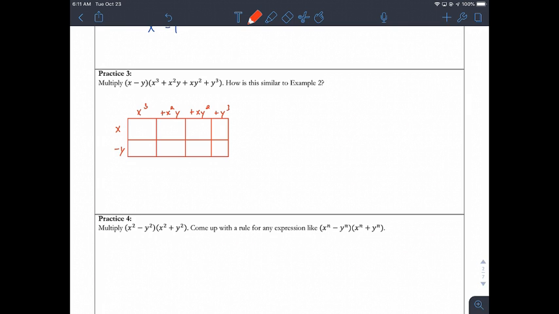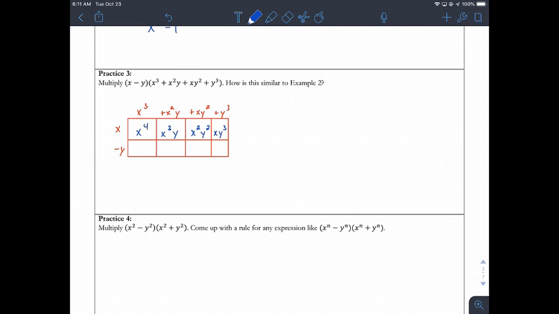So we've got x to the 4th, x cubed y, because x times x squared is x cubed. X times x is x squared. There's no y here, so just y squared. And then x times y cubed is xy cubed.